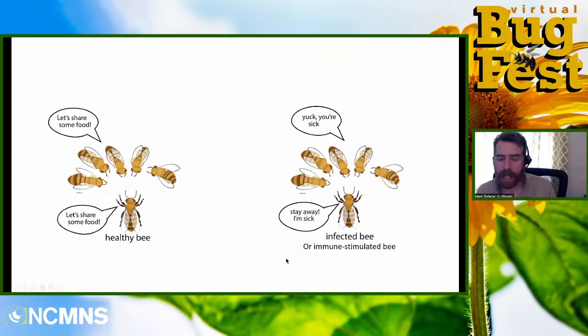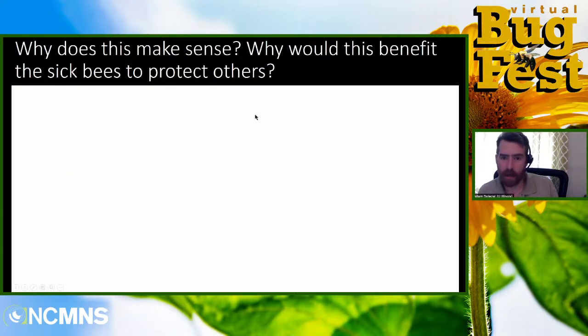And again, this shouldn't surprise us. We know that social insects have to have these adaptations to be able to deal with surprises from pathogens. So why does this make sense? I'm going to pose this question to our chat. Why would they do this, and how would this be beneficial for protecting others? Especially if an infected bee gets less food, why would they do this? Why not just act normally?